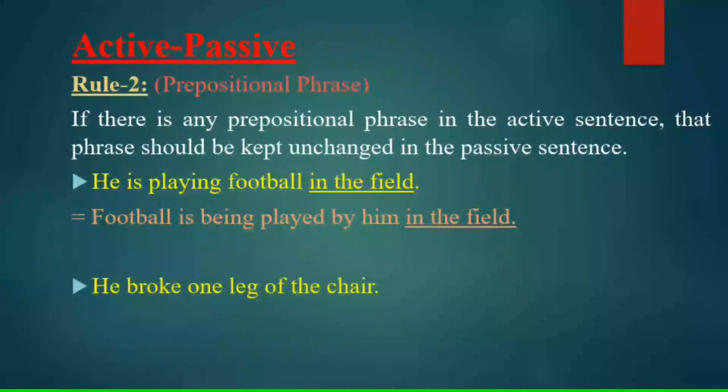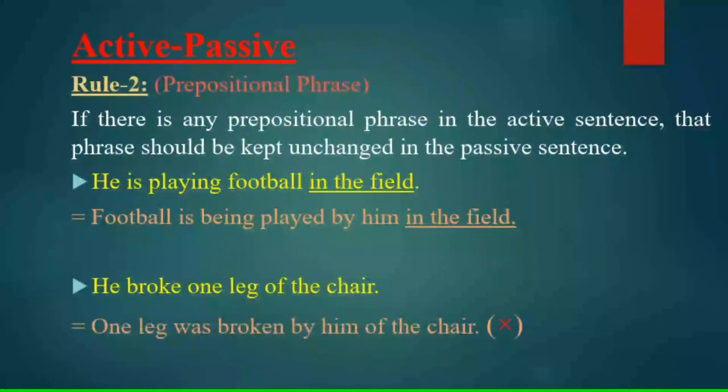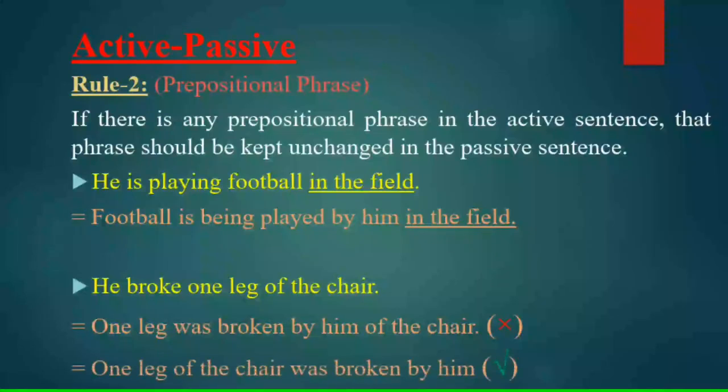So here is an exception. He broke one leg of the chair. Here we can't write "one leg was broken by him of the chair." Rather we should write "one leg of the chair was broken by him." So you have to remember, for the preposition "of," we can keep it unchanged. Rather it should be brought with the subject or the object of the sentence.